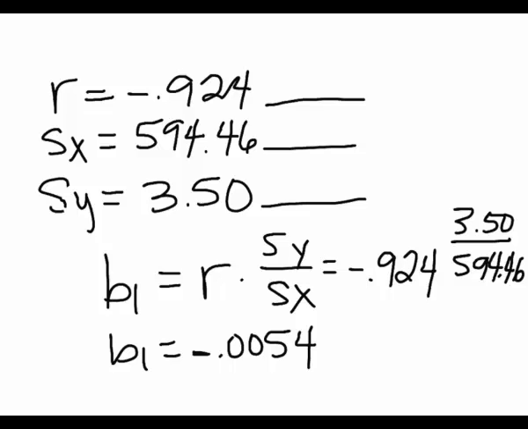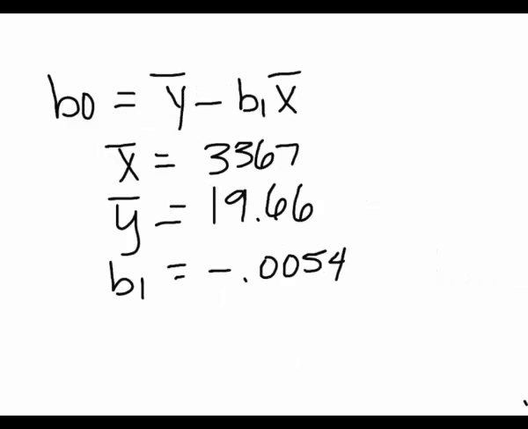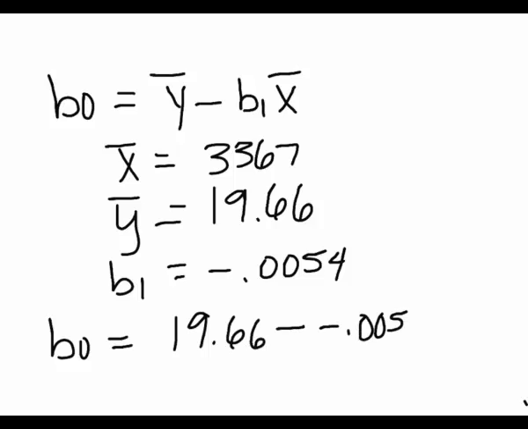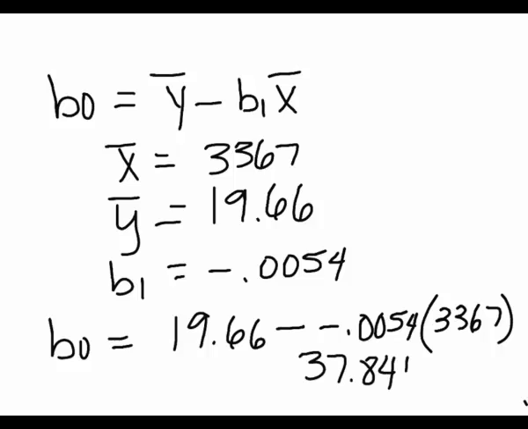Let me write this down. Okay, so B0 is Y bar minus B1 times X bar. Now X bar I had to find when I was finding my standard deviation for my X list. Y bar I had to find when I was finding my standard deviation for my Y list, so I know that's 19.66. And we just found B1, which is negative 0.0054. So then I just substitute into the formula and say B0 is 19.66 minus negative 0.0054 times 3367. And that gives me 37.8418, approximately. That's your B0.